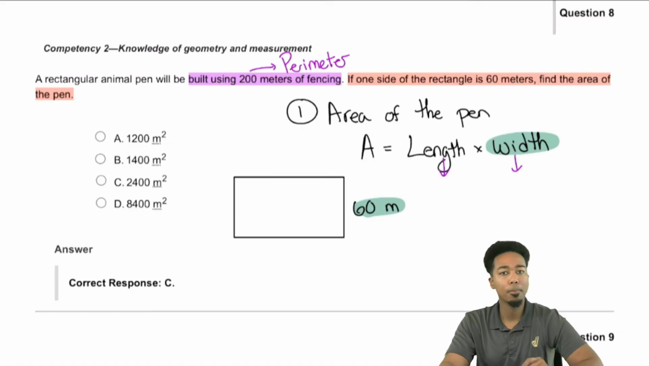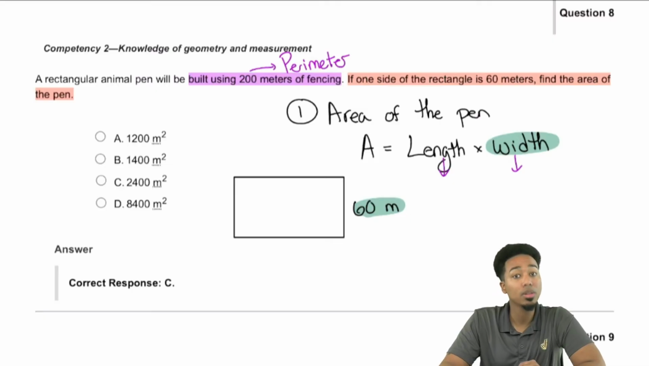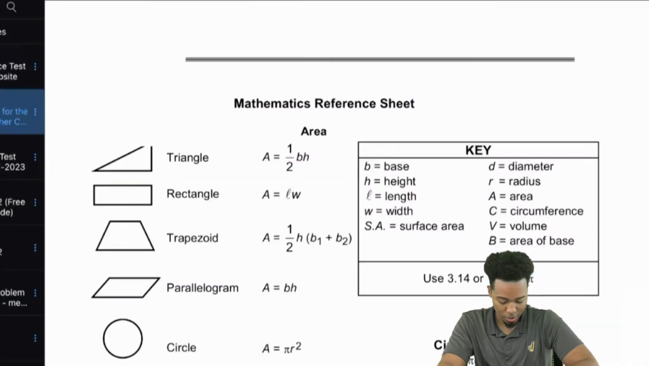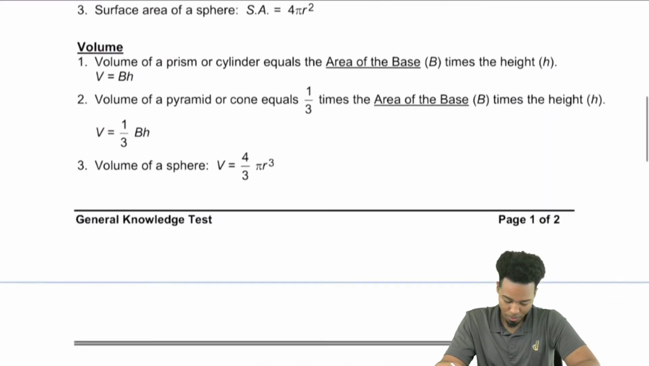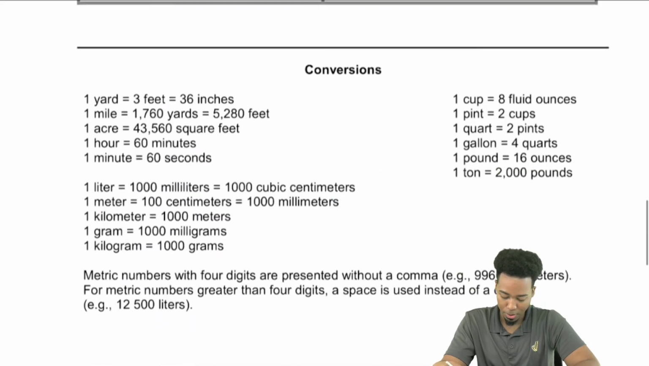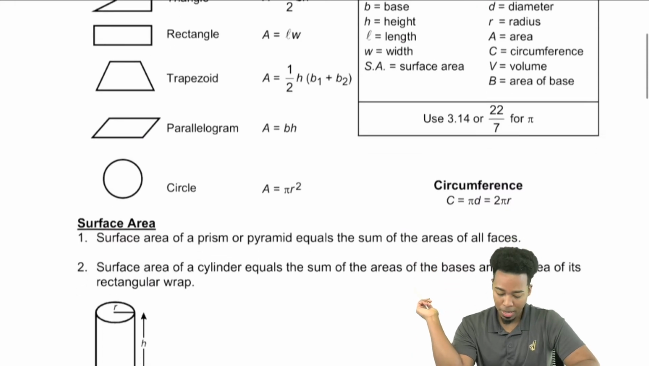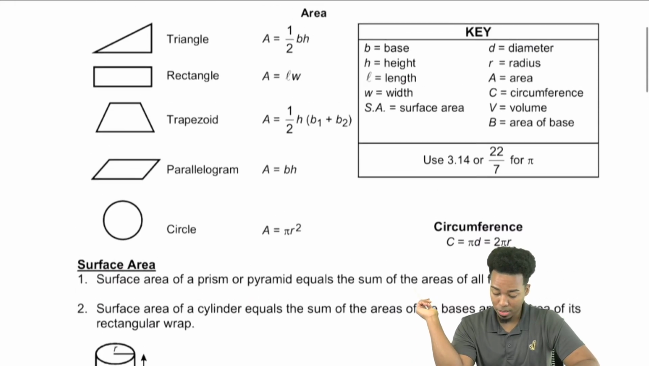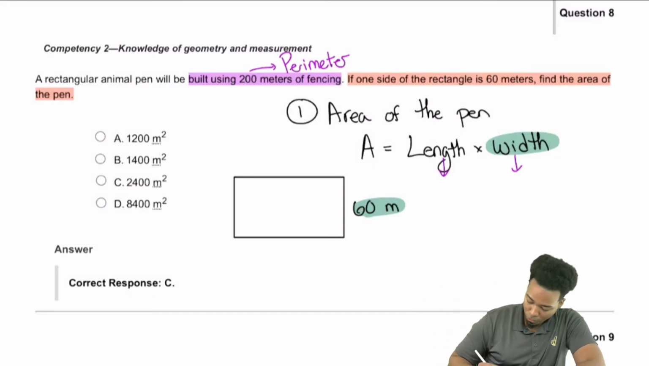So what do we know about perimeter that can potentially get us to the length? Well, what we know is that there's a formula for perimeter. Don't believe me? Let's take a look right over here. Here's our study guide. So we have area that's given to us here for each of these shapes. Do we have perimeter? Wow, that's funny because they don't actually give you the perimeter here in your formula sheet. This is the formula sheet that's going to be available to you on test day, and they don't actually give you the strict perimeter formula, so you're going to have to memorize this. So here's the formula for perimeter.